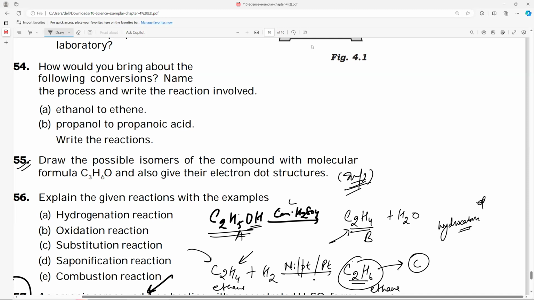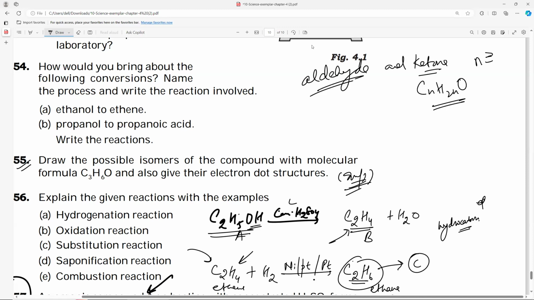You know that aldehyde and ketone have the same general formula, that is CnH2nO. This is the formula for aldehyde and ketone, if the condition is that n should be equal to or greater than 3. Got it? So let's take this question. Just a minute.